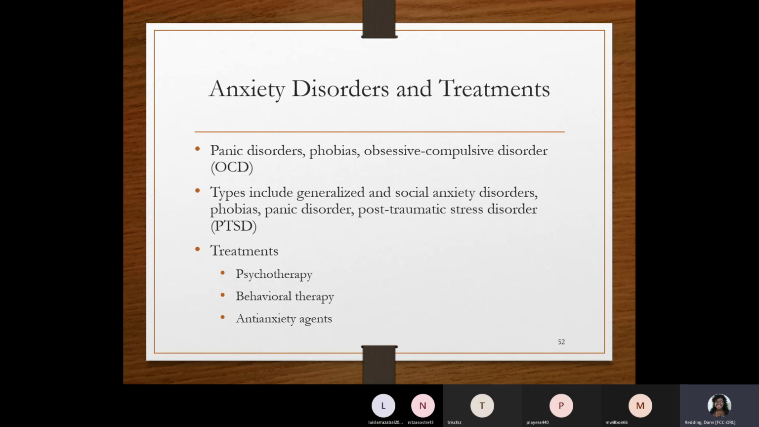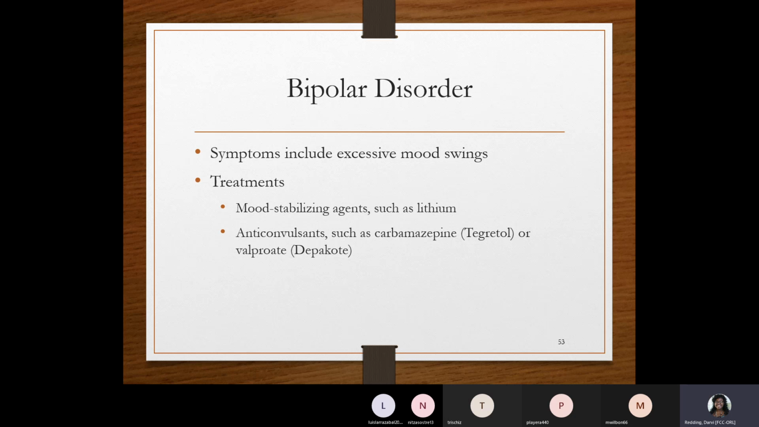The treatments of anxiety disorder are going to include psychotherapy, behavioral agents, or as far as medication goes, anti-anxiety agents. And so with examples of anxiety medications, a medication that could be used would be Xanax. Can anybody tell me what the generic of Xanax is? Alprazolam. That's one of the examples.